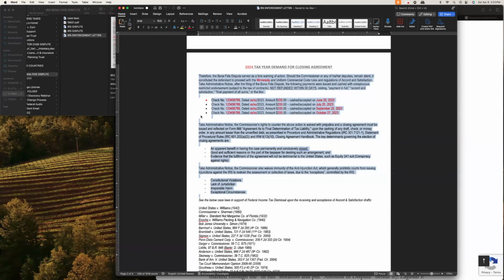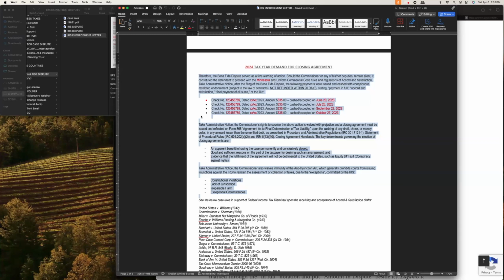There's the section, Statement of Procedure Rules. There's the section, and there's the Internal Revenue section. They have a closing agreement handbook specifically on this. So anytime you have an accord and satisfaction of a bill that has been cashed by the IRS, they have a closing agreement handbook. And in these sections, it talks about how they are going to shut it down. Now for you, you have your tax injunction typed up, and you're going in there specifically for the IRS.